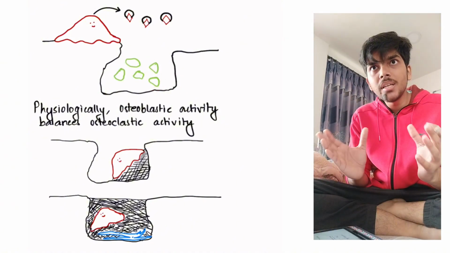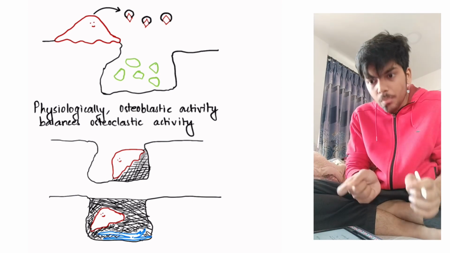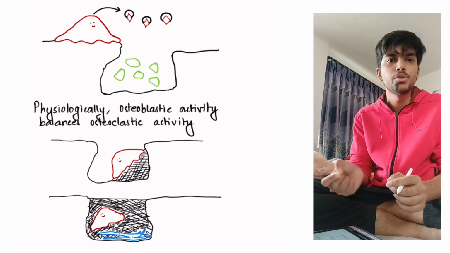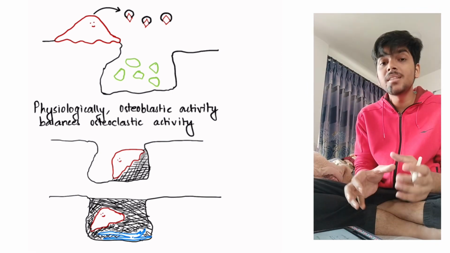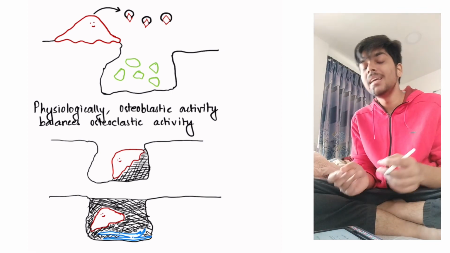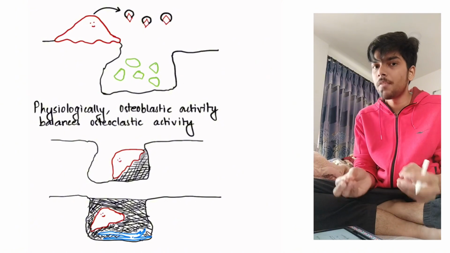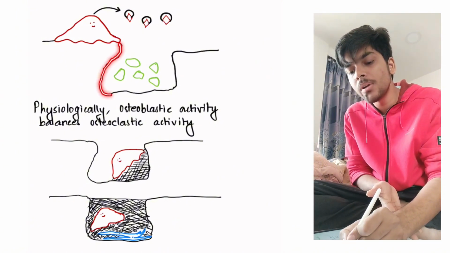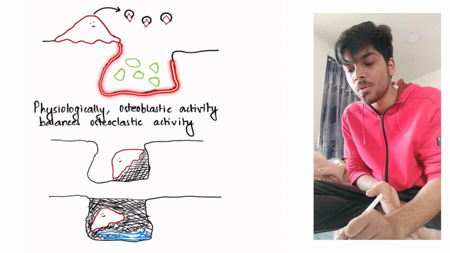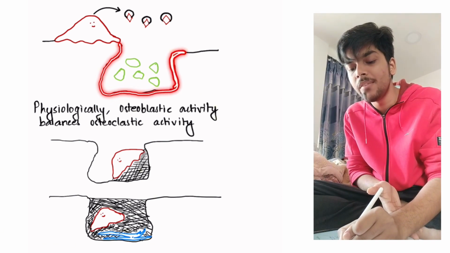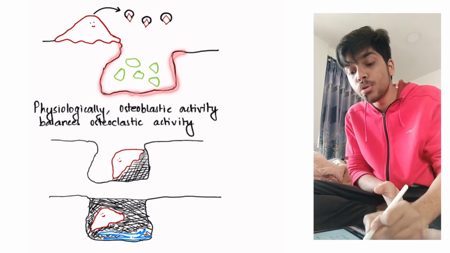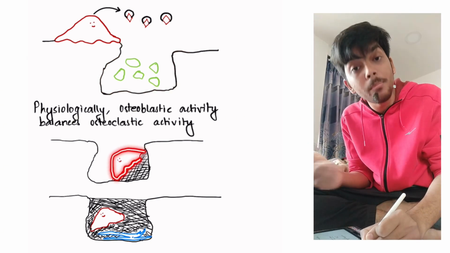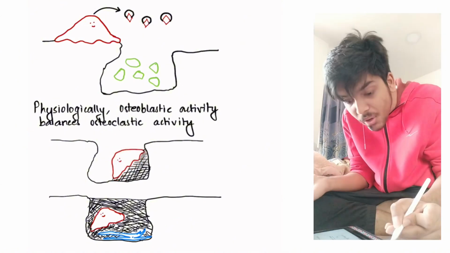In a physiological condition, that is in a normal bone, your osteoclastic activity is balanced by osteoblastic activity. That is, the process of breakdown of the bone is balanced by the process of formation of new bone. So at the site where lacuna was formed by your osteoclast, or at the site where osteoclastic activity took place, now the osteoblast cells start secreting new bone to fill up that gap or fill up that lacuna.